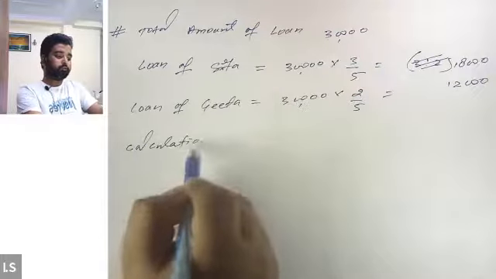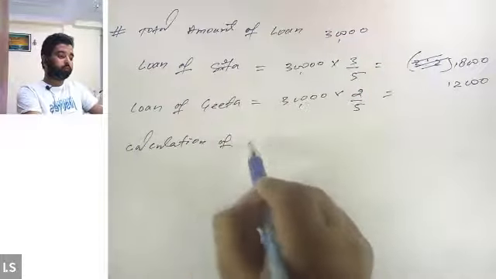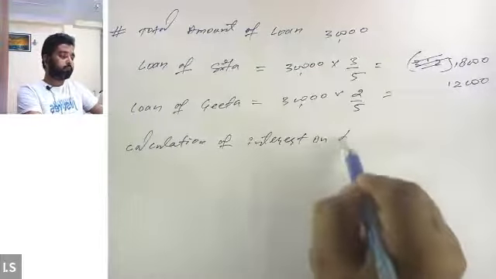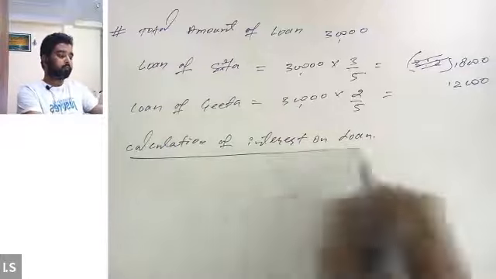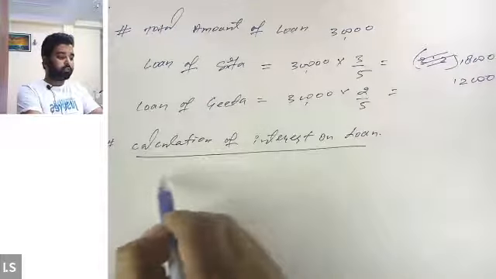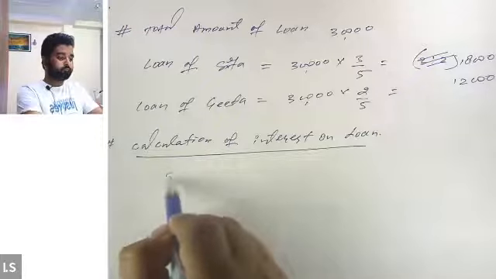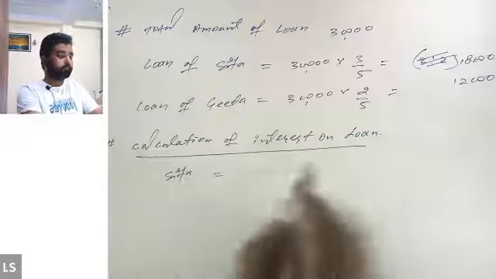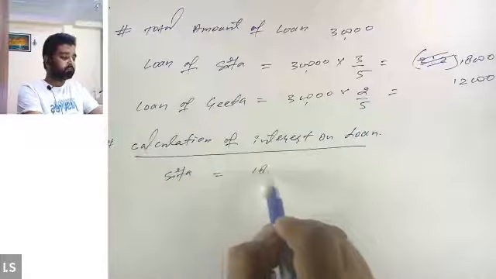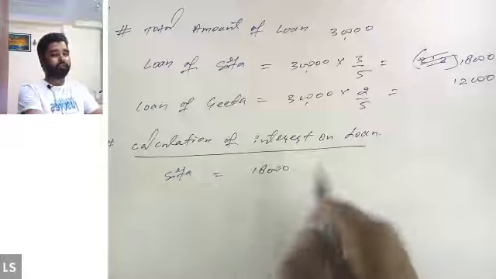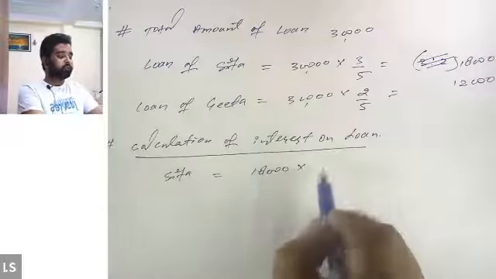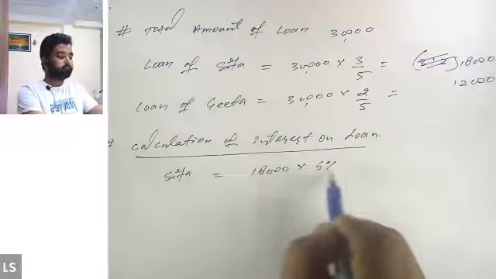Calculation of interest on loan. Okay, interest on loan will be paid. First of all, let's talk about Sita. So loan amount of Sita was 18,000, right? And since there was no agreement regarding payment of interest on loan, the interest that will be payable to her will be 6% per annum, right?